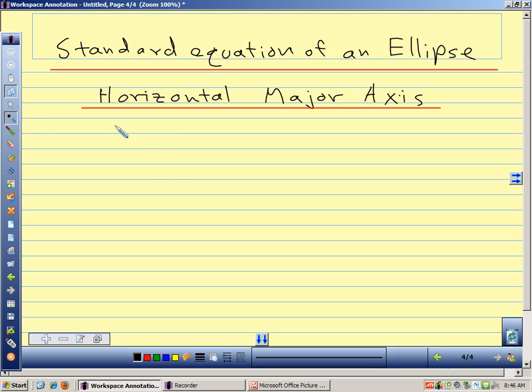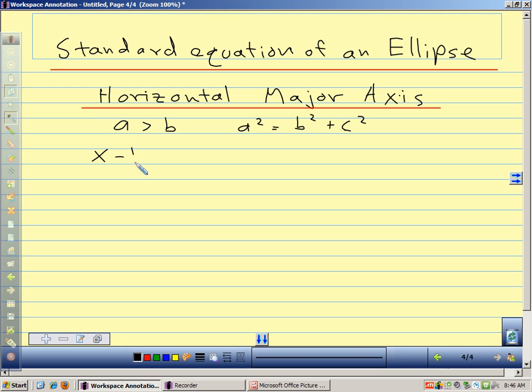For an ellipse, A is always greater than B, and A squared equals B squared plus C squared. This is true for any ellipse. Our equation is (x minus h) squared over a squared plus (y minus k) squared over b squared equals 1.